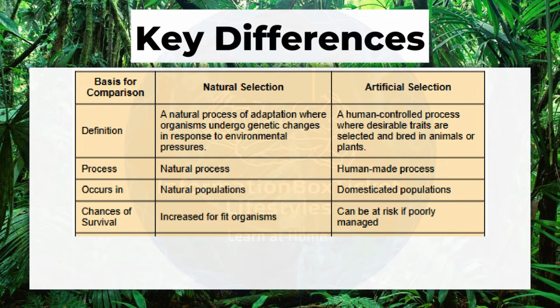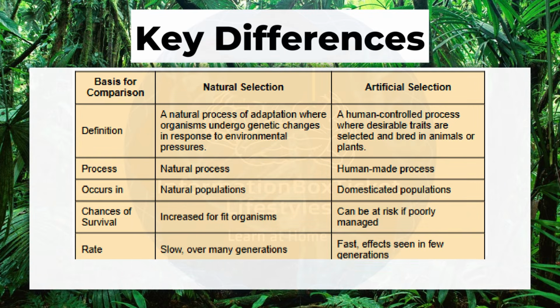In natural selection, the survival chances of a fit organism increase over time, while in artificial selection, the survival of an organism can be at risk if the breeding process is not handled properly. Natural selection is a slow process that takes many generations to show visible effects, whereas artificial selection is comparatively faster and can produce noticeable changes within days or weeks.